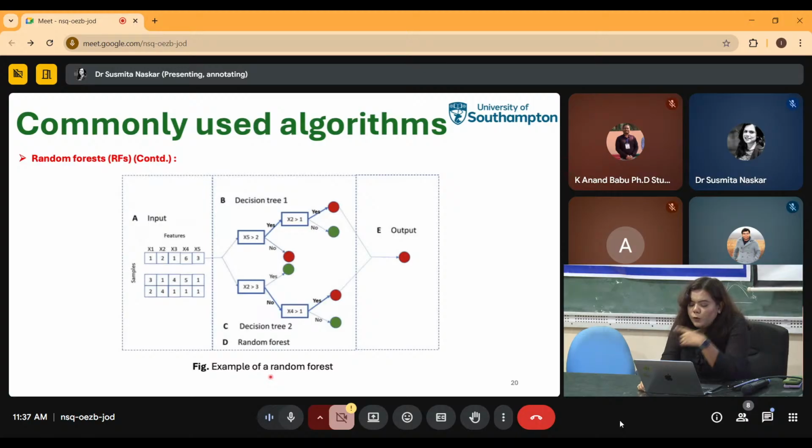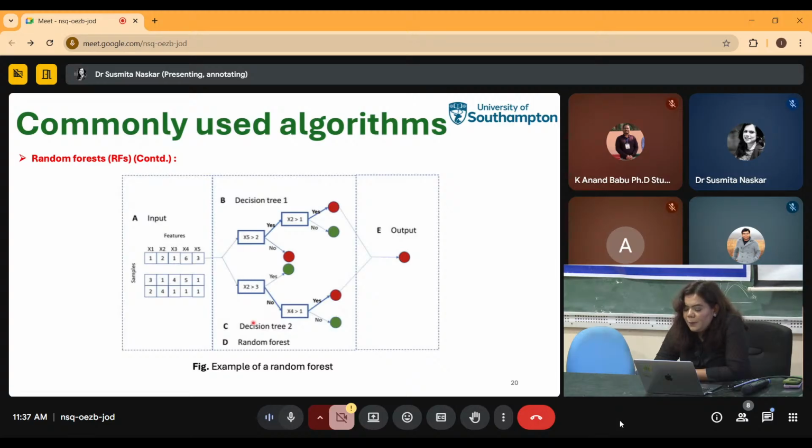So let's try to look into this particular figure here. On the left, under section A, we have the input data set. It contains multiple samples, each described by several features. Here we have taken x1 to x5. Each row represents a sample and each column represents a feature. Now if you move from the input to B and C, we see two decision trees here, and each decision tree applies its own set of rules to the data.